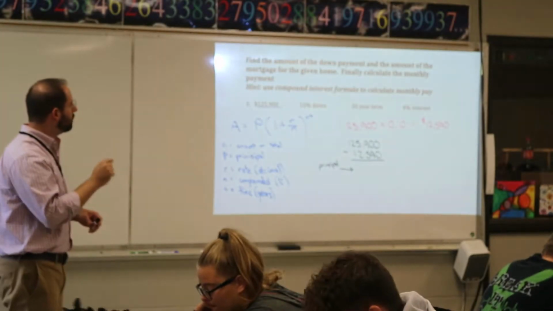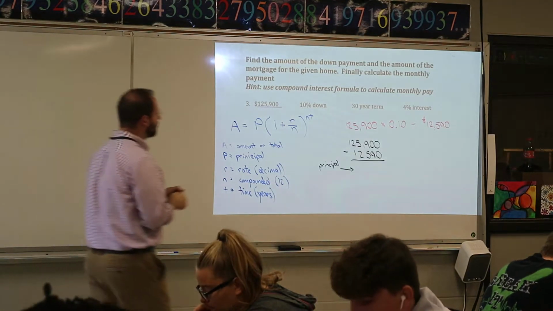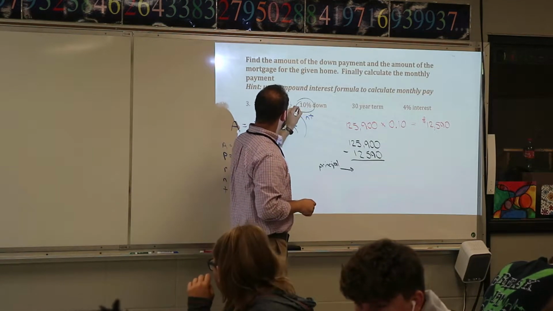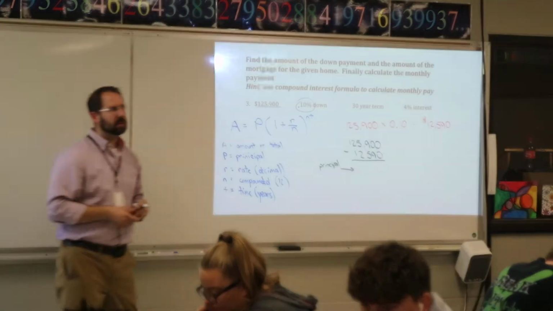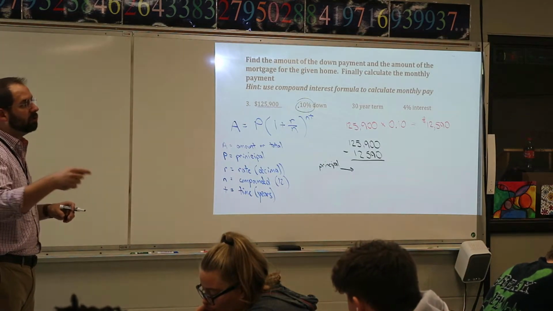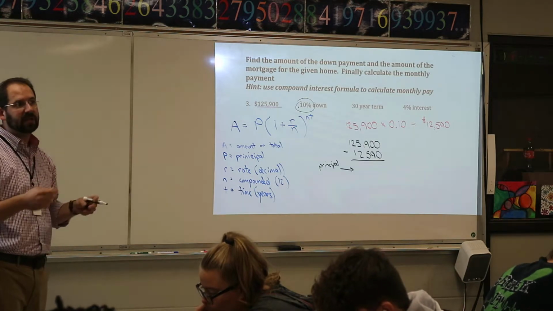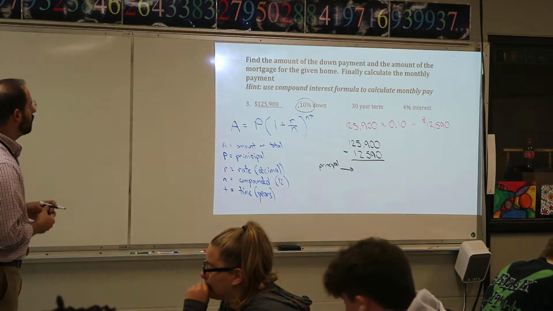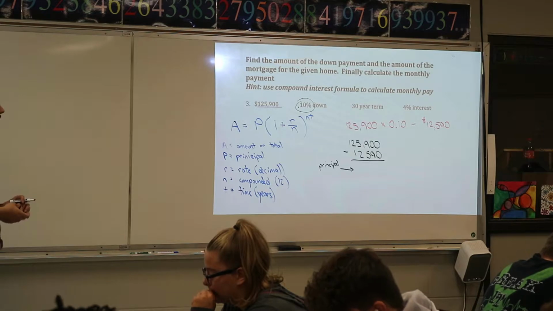The only thing I'm worried about is that you make that 10% into 0.10. You always move the decimal over 2 spots, whatever your number is. So if it was 20%, it's 0.20. If it was 5%, it's 0.05. You have to figure out that down payment.